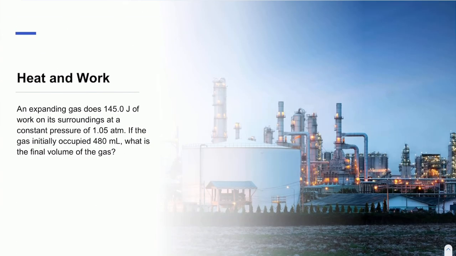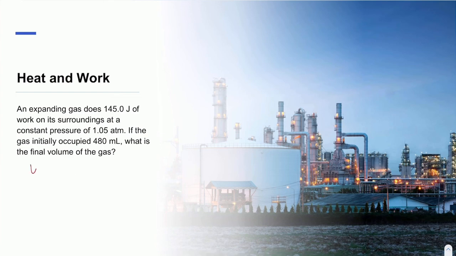All right, so on heat and work, now we're actually going to put some actual values into these energies. In this case, we're dealing with work. Okay, so it says an expanding gas does 145 joules of work on its surroundings at a constant pressure of 1.05 atmospheres. If the gas initially occupied 480 milliliters, what is the final volume of the gas?